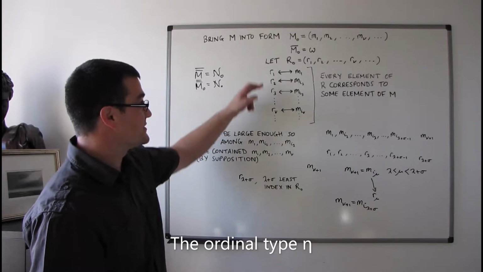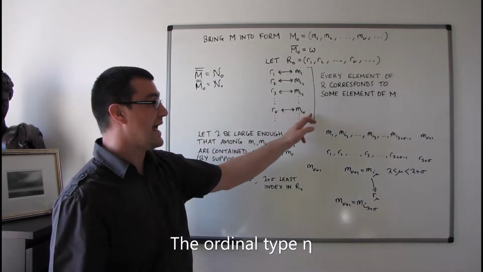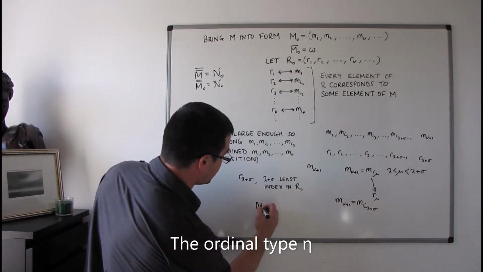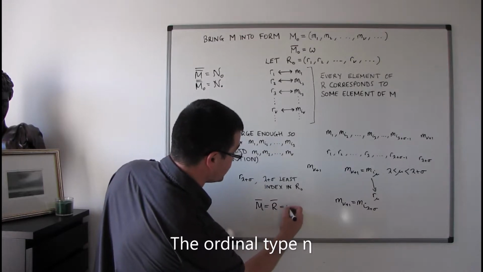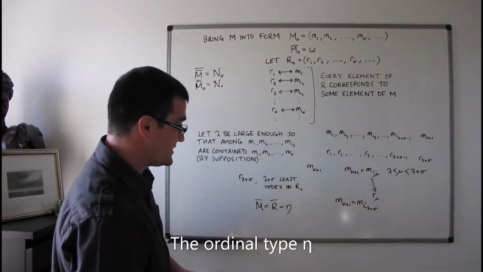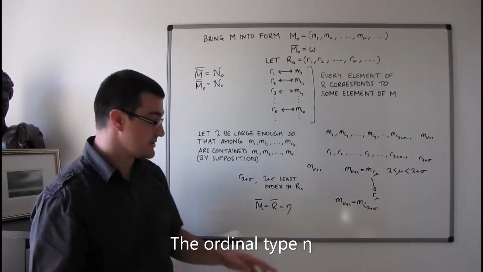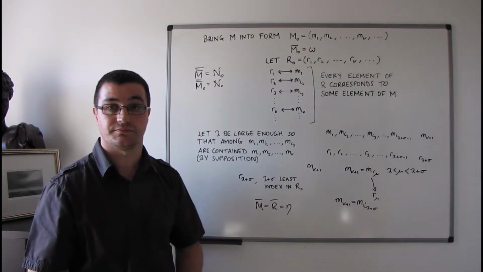So therefore this mapping is in fact an imaging of R onto M, and therefore we can conclude that the ordinal type of M is equal to the ordinal type of R, which is equal to eta, which is exactly what we needed to show. So this theorem kind of characterises this particular ordinal type, which is eta.